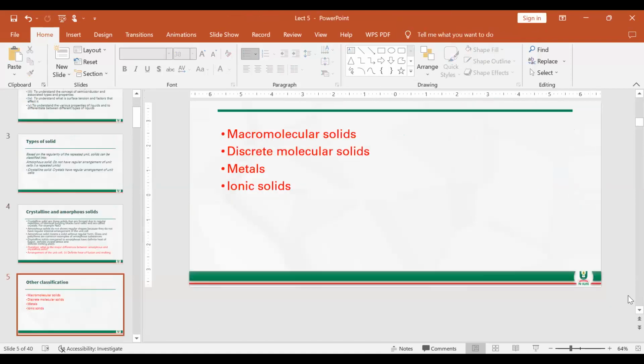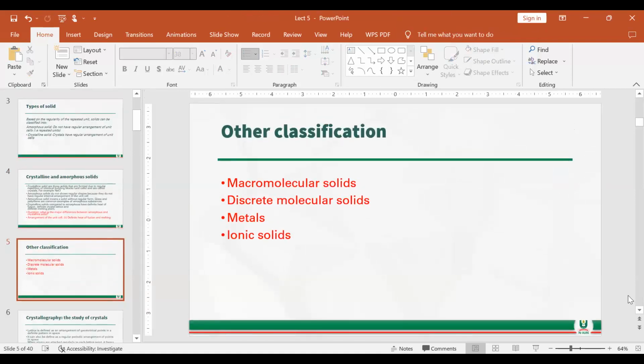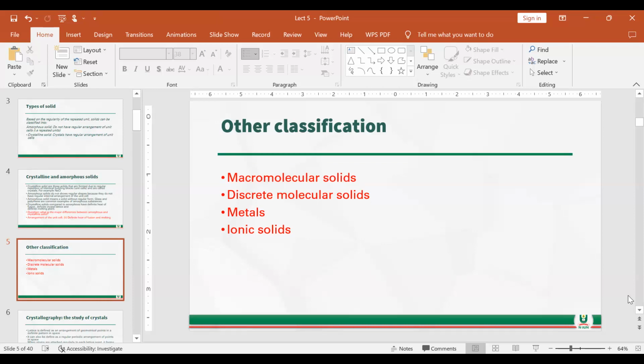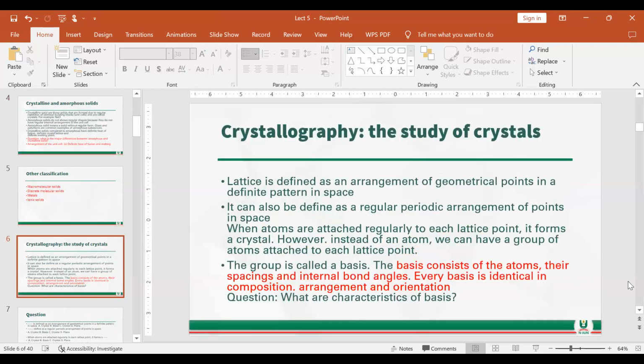So now move on to other classification. We can have macromolecular solid, macromolecule, such as protein. They are large, they have large molecular mass. And discrete molecular solid, we have metals, and we have ionic solid. Crystallography, the study of crystals, is what we call crystallography.